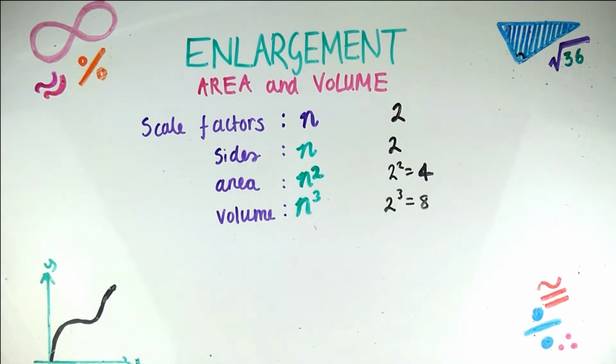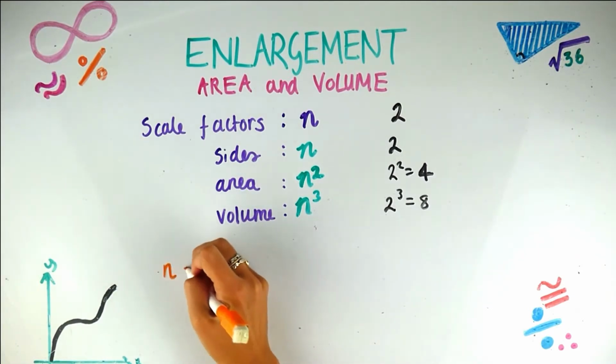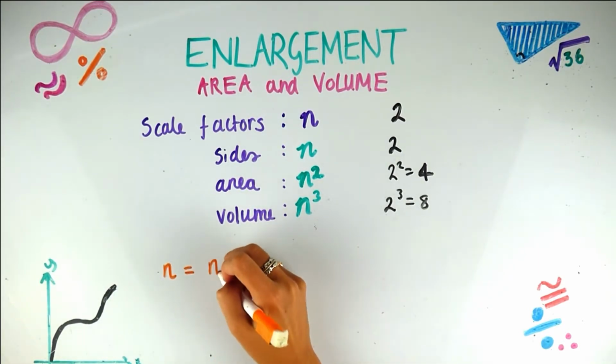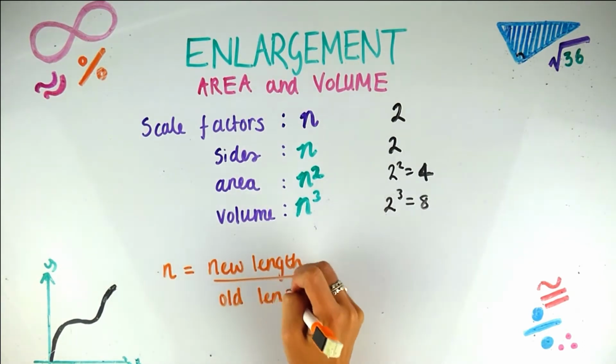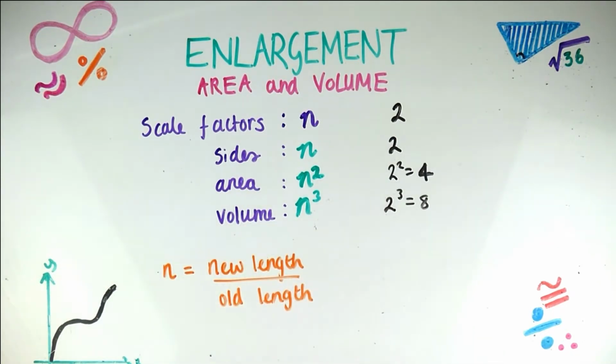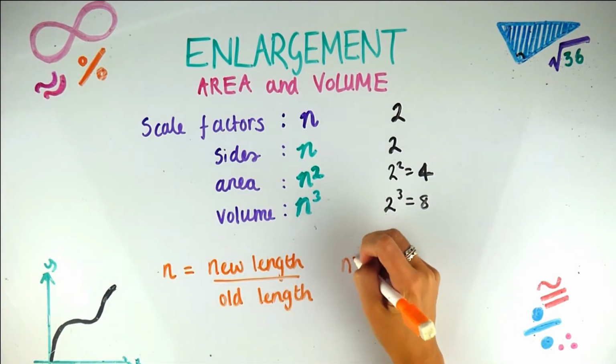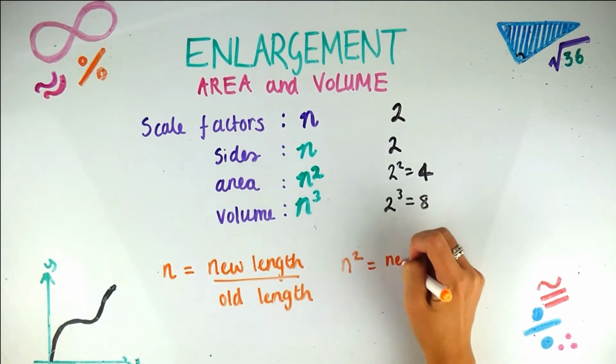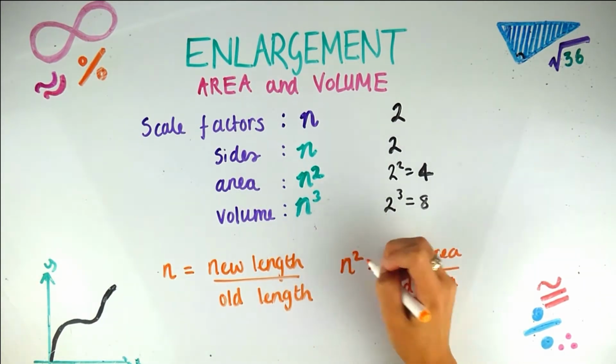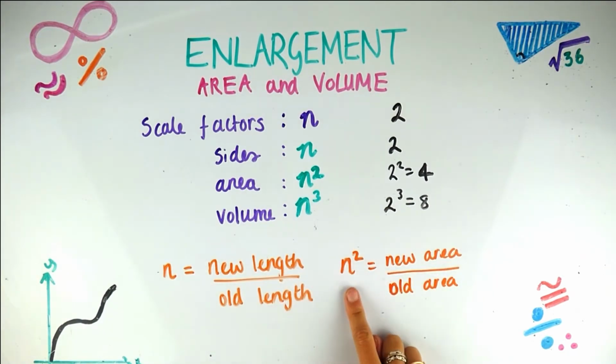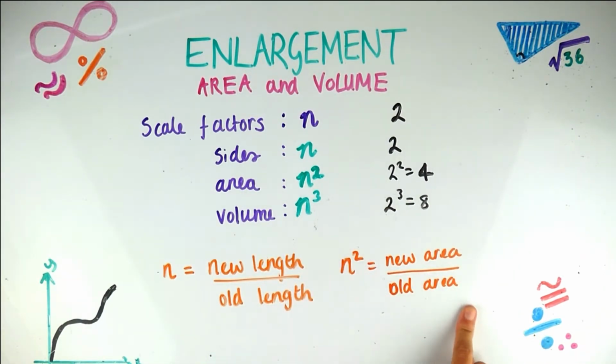If we're trying to work out n in the first place, the scale factor, how do we actually calculate n? So n is the new length divided by the old length. That is the scale factor for the sides, or what we normally have previously seen as the scale factor. If I'm looking for the scale factor for area, so n squared, the difference is that instead of new length over old length, n squared is going to be new area over old area. And then volume, n cubed is going to be new volume over old volume.